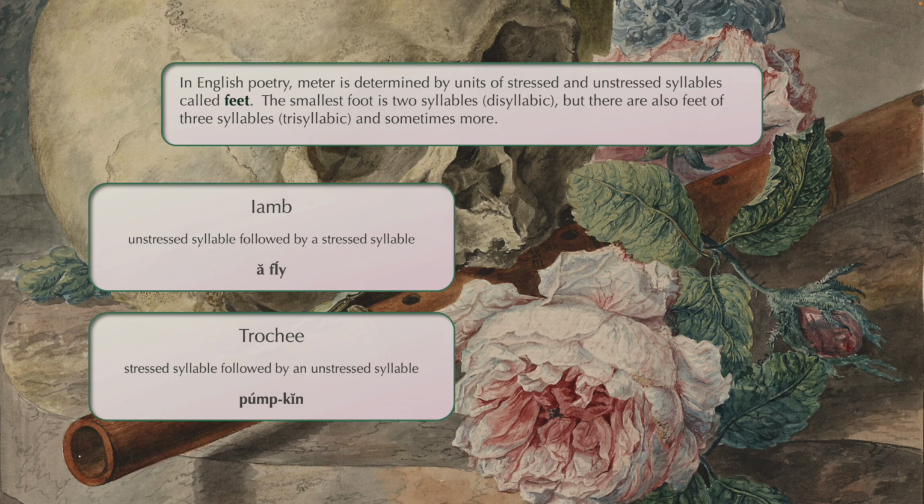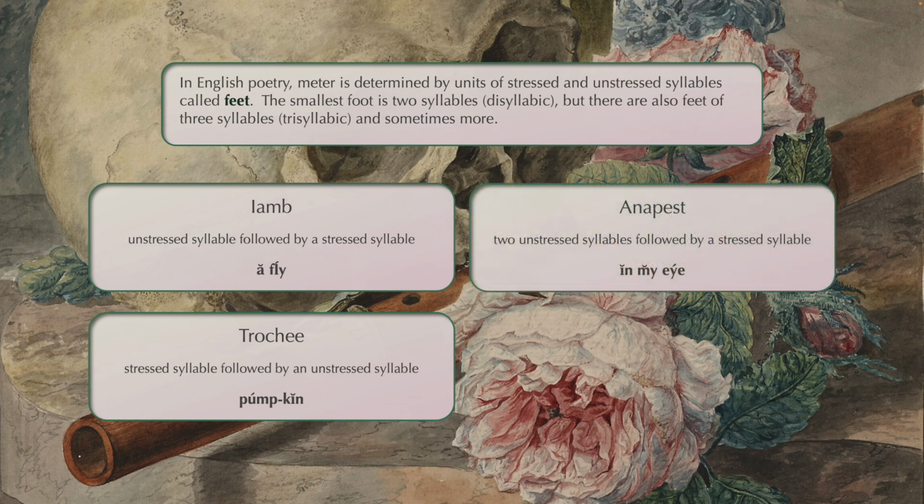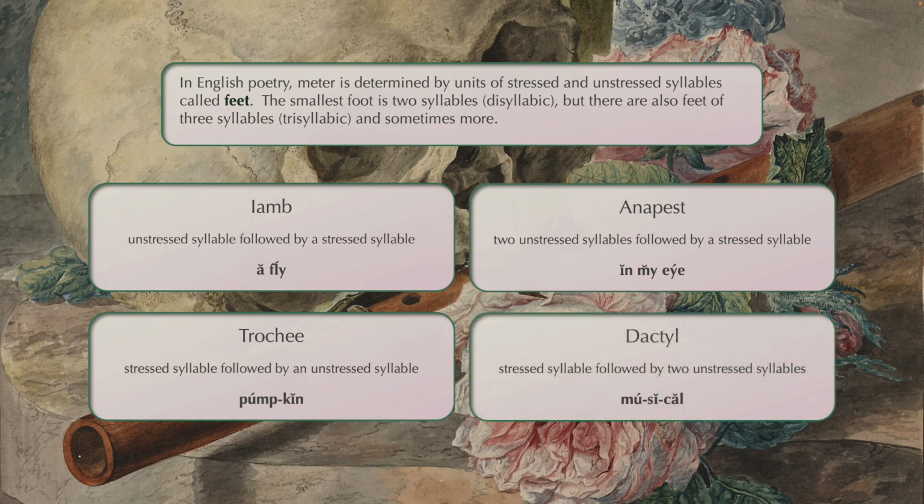I'm going to give you a couple of examples of trisyllabic feet: an anapest, which is 2 unstressed syllables followed by a stressed syllable, and then a dactyl, which is the opposite, a stressed syllable followed by 2 unstressed syllables. So if you look at the examples there, starting at the top row, I have an iamb followed by an anapest, "a fly in my eye," and then in the bottom row, I have a trochee followed by a dactyl, "pumpkin musical." Sounds like a Tim Burton movie.